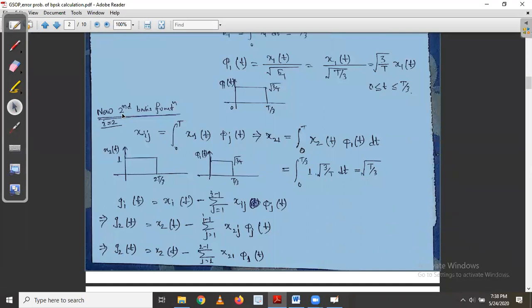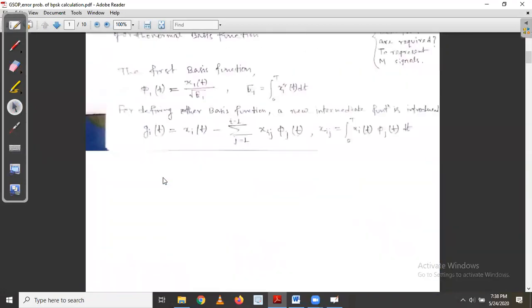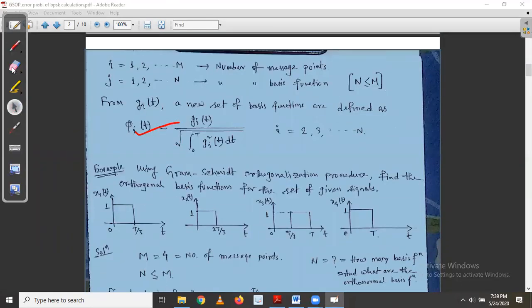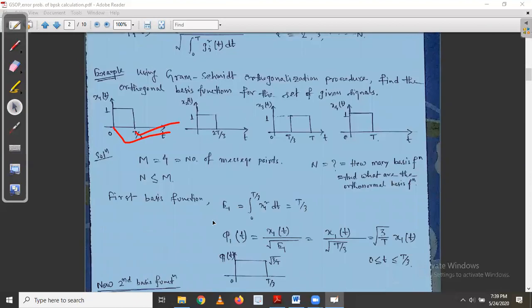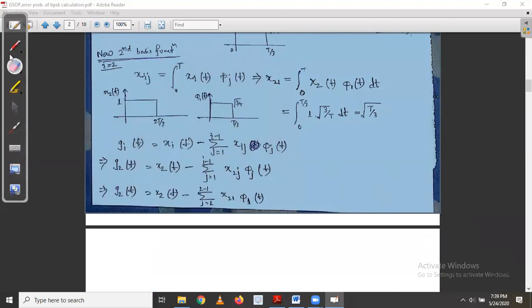Now, second basis function. What is the process to find out the second basis function that we have discussed last day? Some steps we have discussed. This is step one and step two. These are the steps to find out the remaining basis functions. So, we are trying to find out the second basis function, phi 2.